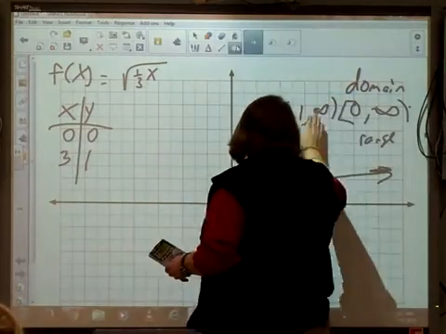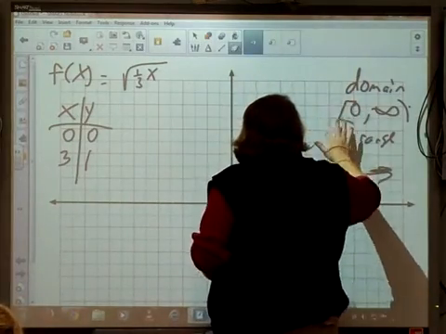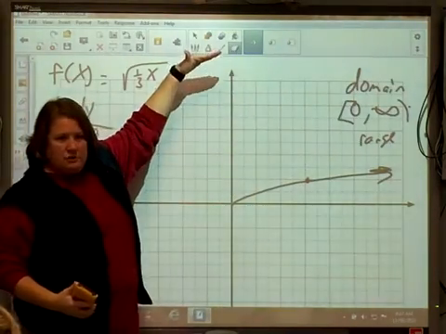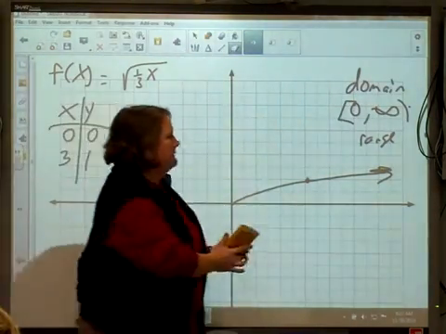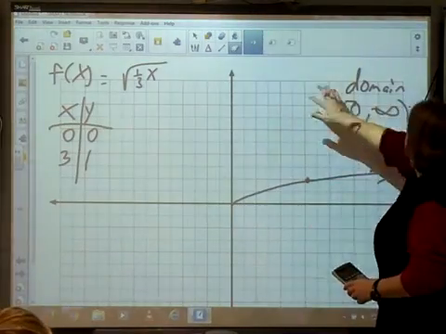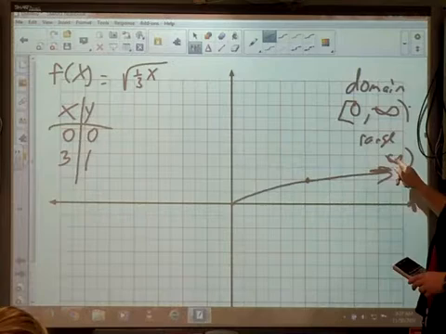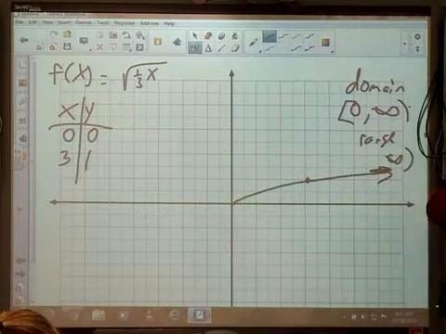Range goes up forever. True. So it's going to be infinity again. Is it 0 to infinity? The smallest always goes first, and 0 is smaller than infinity.